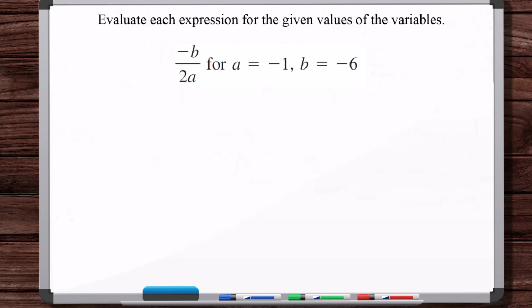One of the most important skills that you need to have if you want to do well in algebra. If you know how to do this correctly, this will save you so many lost points on your tests and homeworks. You need to be able to be given a variable expression like this, or given any variable expression.